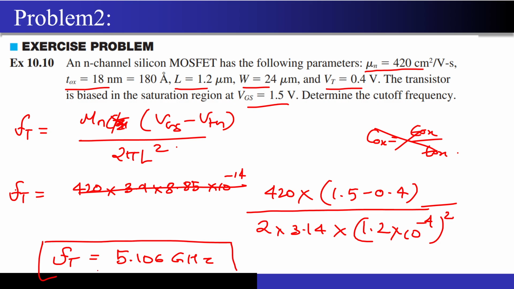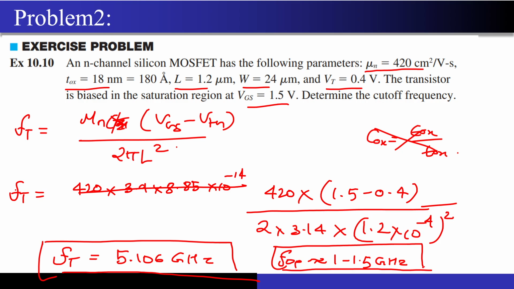With this kind of technology, if my operating frequency is somewhere close to 1 to 1.5 gigahertz, I can still design reliable amplifiers. But if you ask me to take this frequency higher than 2 or 3 gigahertz, then it will become extremely challenging to get the gain out of the MOSFET made with this 1.2 micrometer technology. So that's why we have taken this numerical. This was the last numerical for today.